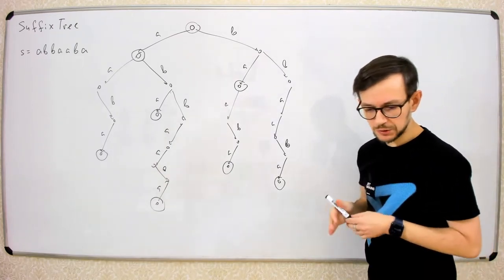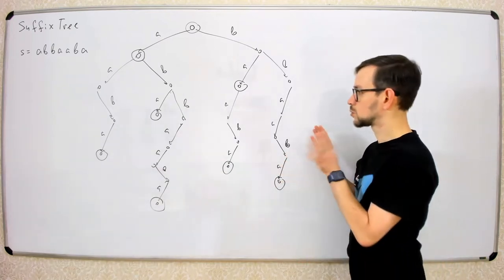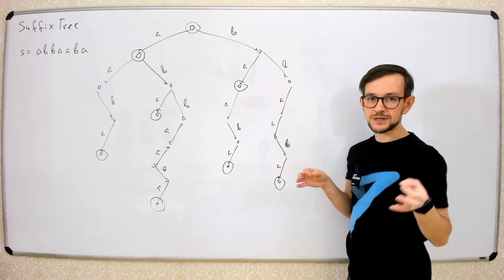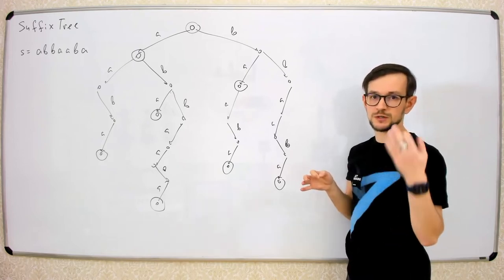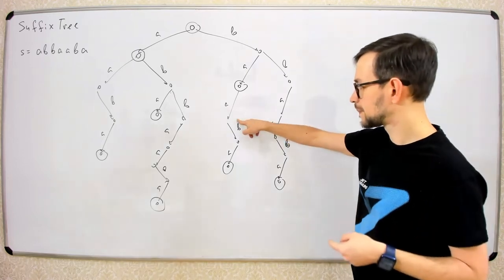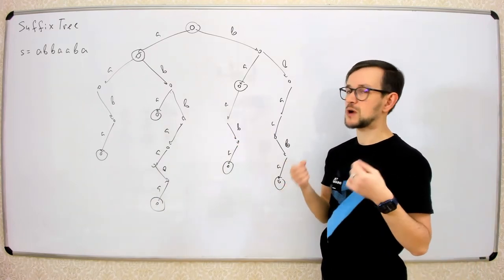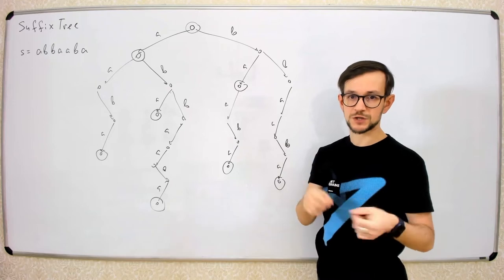Why is this structure important? Because let's see what we have in this tree. So every vertex of the tree is a prefix of some string which is in the tree. So every vertex is a prefix of some suffix. What is a prefix of a suffix? A prefix of a suffix is just a substring.